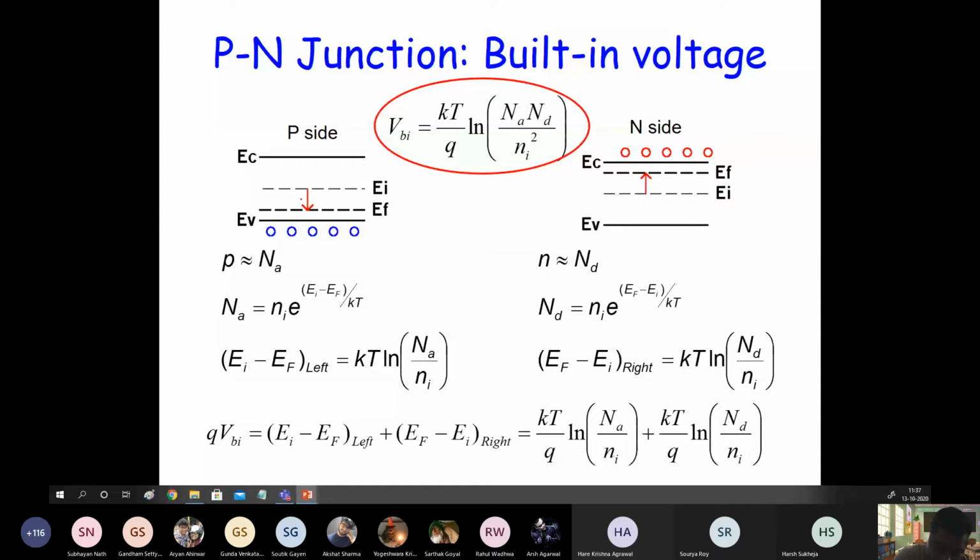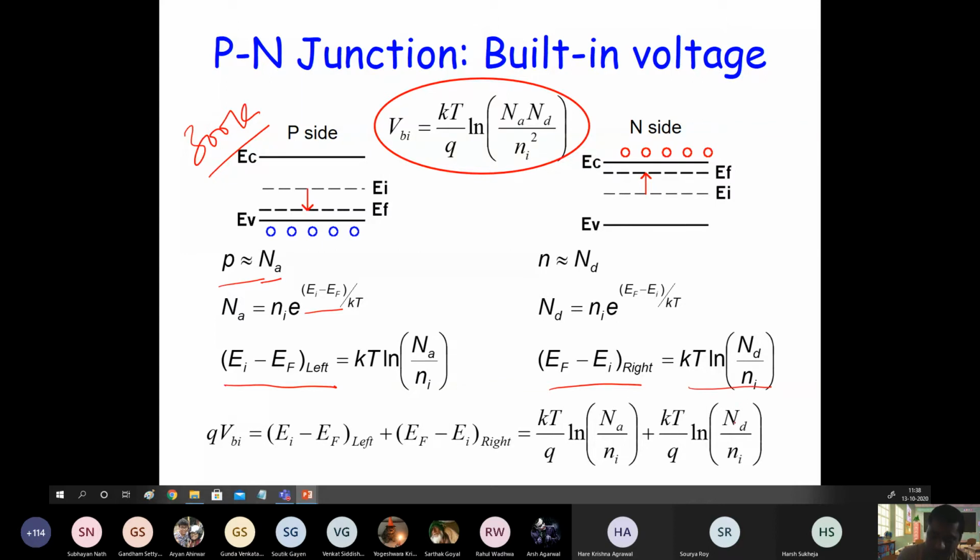For the P side, P is equal to exponential of (EI minus EF) by KT. So P is basically the doping concentration Na. This will be true at 300 Kelvin only. If you go to low temperature, again not true. So from this you can get EI minus EF for the P side, and that will become KT log P by Ni. P is basically Na, the doping. Similarly, EF minus EI for N type will be KT log Nd by Ni.